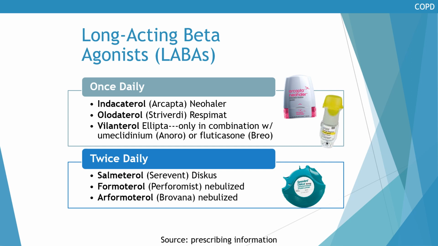Compared to SABA inhalers like albuterol, which usually wear off within 4 to 6 hours, these can last 12 to 24 hours. Similar to LAMAs, the dosing is based off of how long they last. Once daily inhalers include indacaterol or Arcapta Neohaler, olodaterol or Striverdi Respimat, vilanterol Ellipta, which is only in combination with umeclidinium as Anoro or fluticasone as Breo. And then twice daily inhalers include salmeterol or the Serevent Diskus, formoterol or Perforomist nebulizer, and arformoterol or Brovana nebulizer.